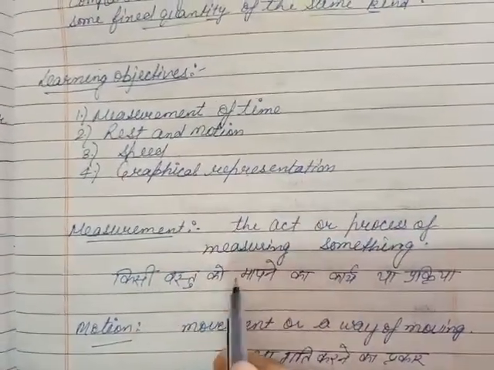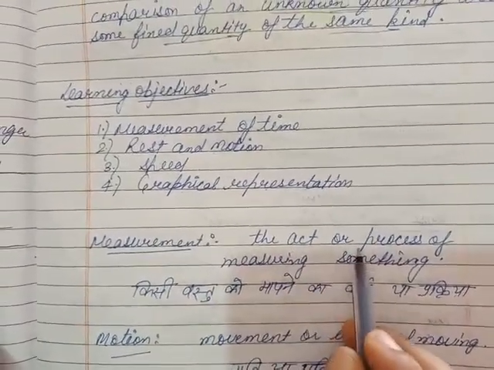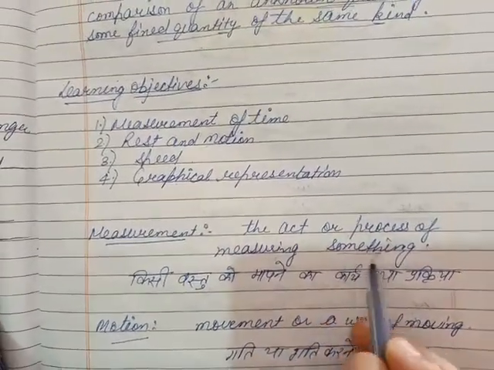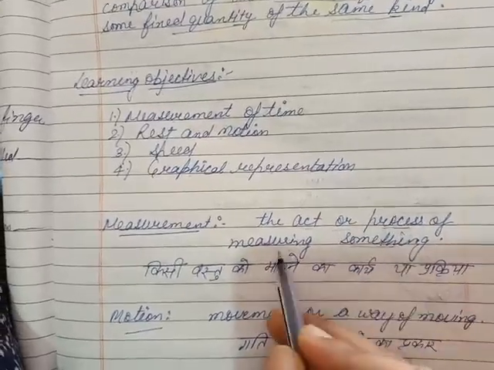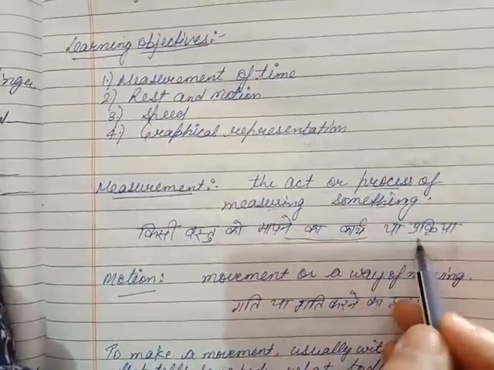Measurement: किसी वस्तु को मापने का कार्य या प्रक्रिया. The act or process of measuring something.